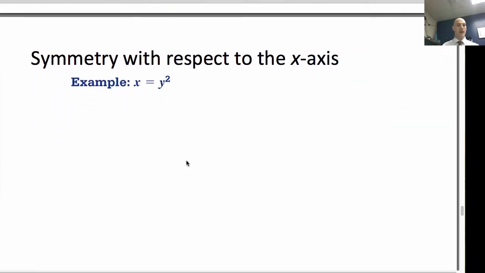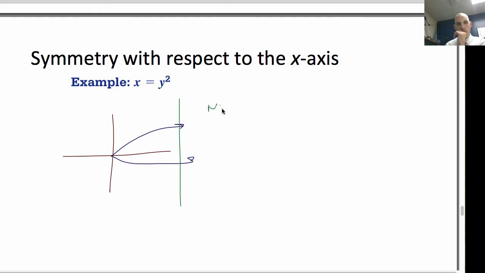Symmetry with respect to the x-axis. So check this out. This one's going to be, can I fold it over? So it's going to look like this. You're going to be like, that's weird. Okay? This is not a function. Remember, it doesn't pass the vertical line test. So this is not a function.